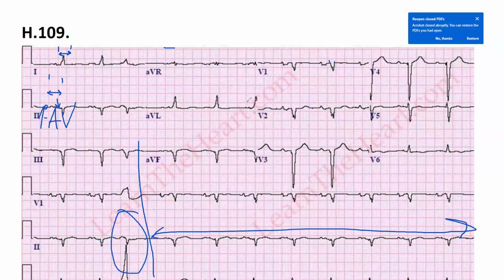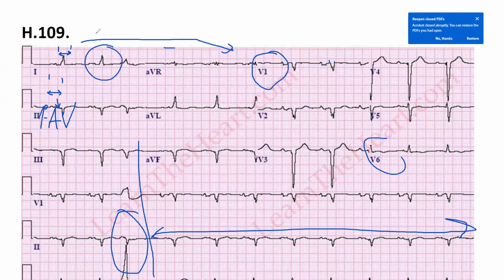All right, now you have to look at V1 and V6 or lead number 1, but you can compare this one too. Whenever you see the notched R wave, the block is there. V1 is a right side lead, lead number 1 is a left side, and V6 is a left side as well. So that's a QS complex, and that's a notched R.